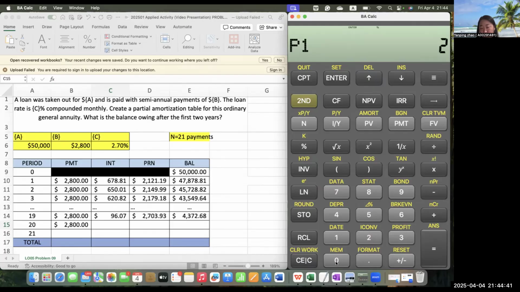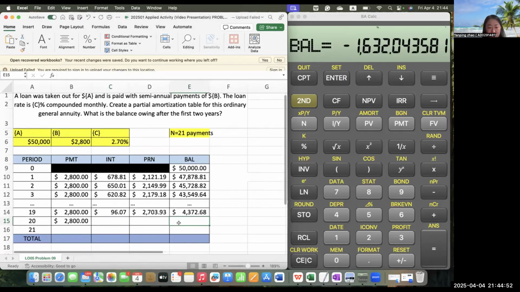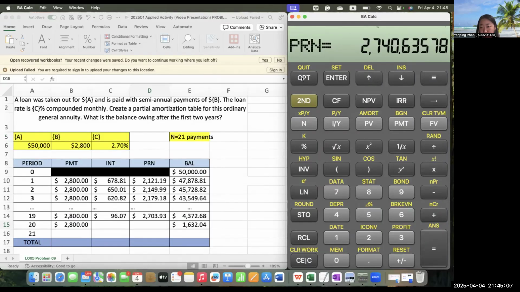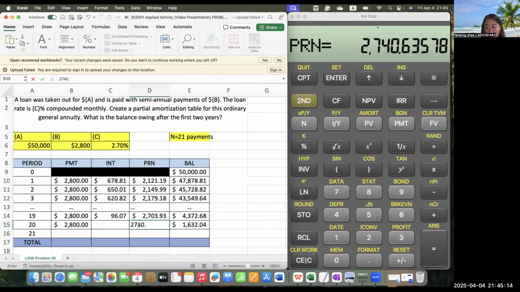Sorry, 20. P1 equals 20, P2 is 20. We got the balance 16.04. Press the arrow, sorry, principal 20,040.64. Go to the interest 59.36.